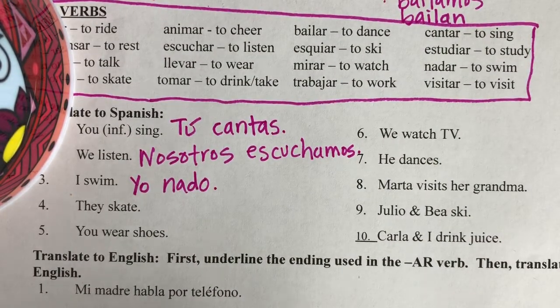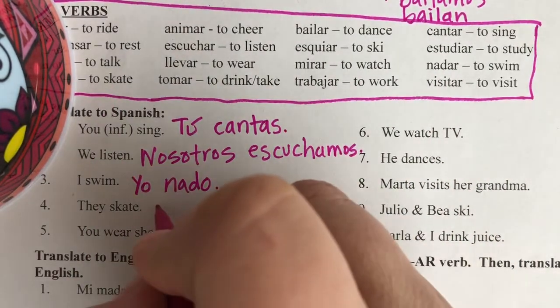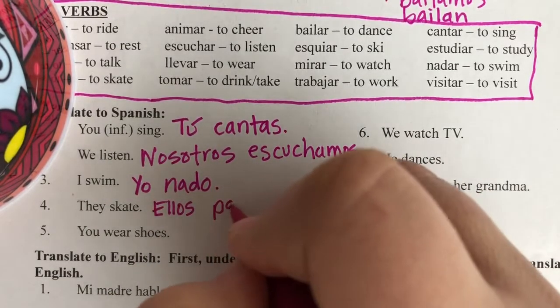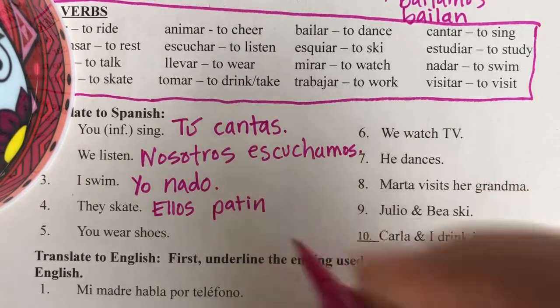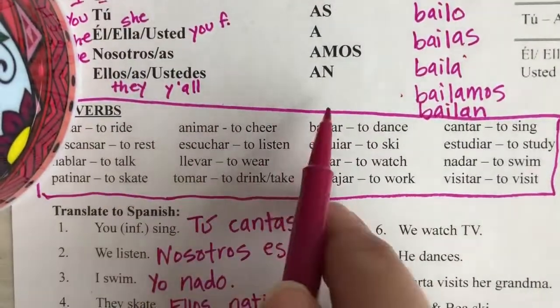Number 4, they skate. So I look up here for to skate, which is patinar. And they is ellos. You could put ellas too. And then you drop the AR, so you're left with pat. And then you add the AN ending to go with ellos, which is right up here.